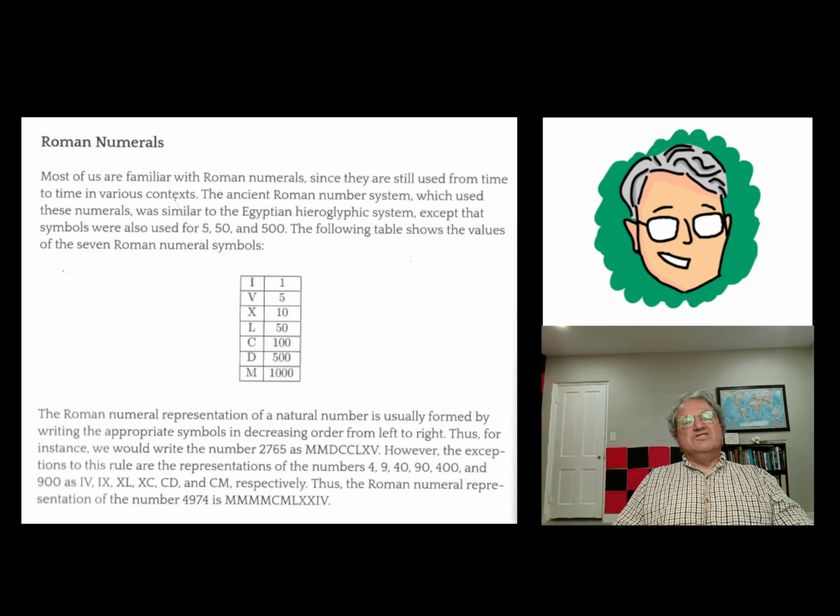And I think I just want to say one more thing. Like I said, I think most of you guys are familiar with Roman numerals. There's 7 symbols again. They use capital Roman letters. I is 1, V is 5, X is 10, L is 50, C is 100, D is 500, and M is 1,000.